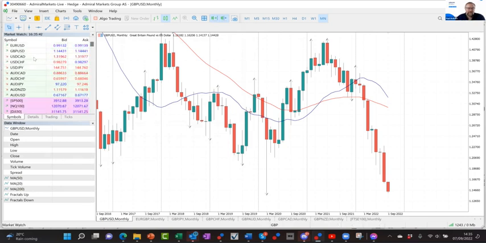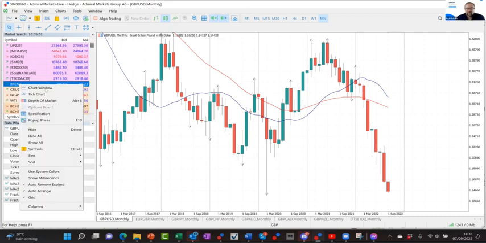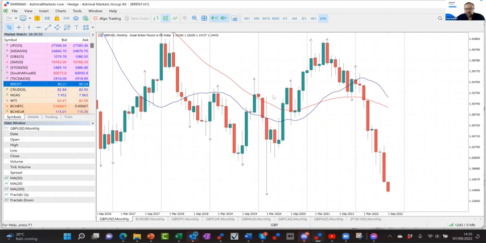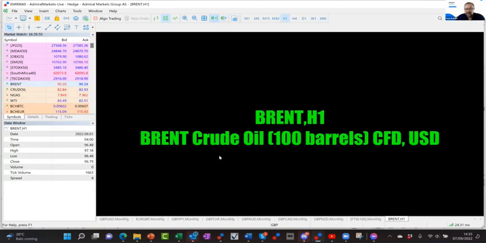I think I've pretty much got most of the sterling charts on here. I don't think there's anything else in here, but for the sake of it, we could actually have Brent, British oil. I have a chart window there. When it comes up, you can probably see it. That's how it comes up naturally.